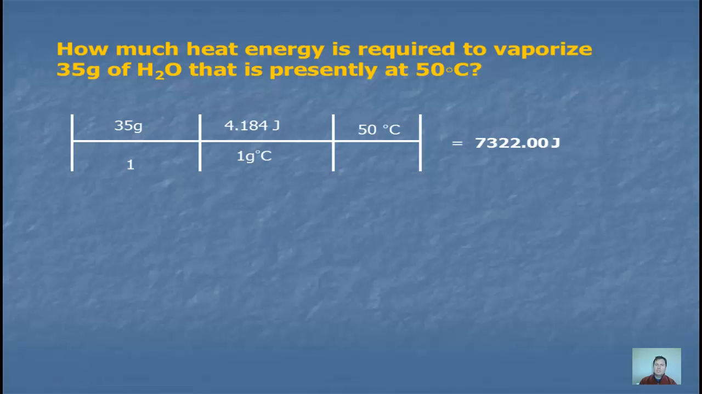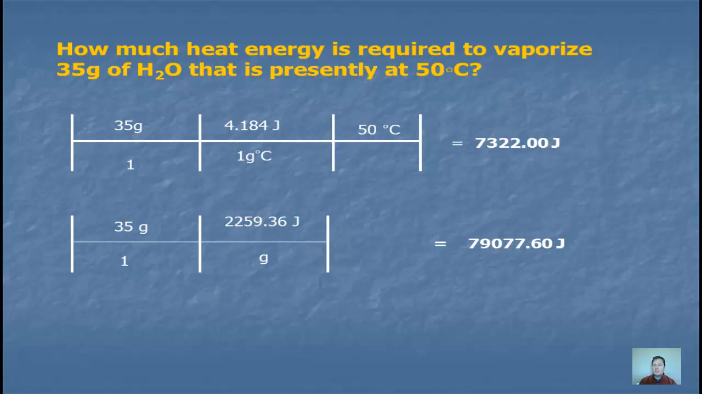Now I have to change the phase, and that's mass times the heat of vaporization, right? So 35 grams times 2259.36 joules per gram. I gave you that value. Now to get the total energy, I have to add these two together. So I get 86,399.60 joules. That's how much energy is required to change 35 grams of water at 50 degrees to water vapor at 100 degrees.